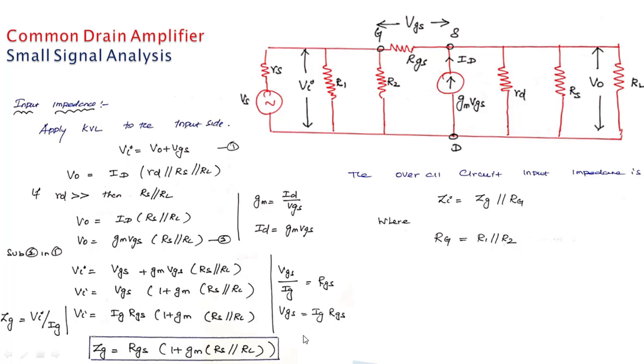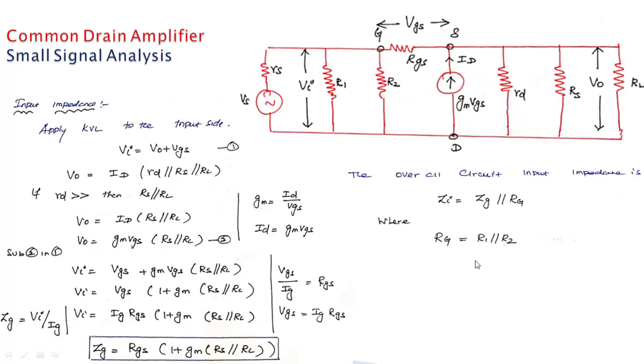So even though we analyzed in equation form, generally in a common drain amplifier, or any mode of amplifier, the input impedance of the circuit will be very, very high. So ZZ is equal to RGS times 1 plus GM (RS parallel with RL). So this is the input impedance of the device. The overall input impedance will be ZC. So ZC is referred to here on the input side.